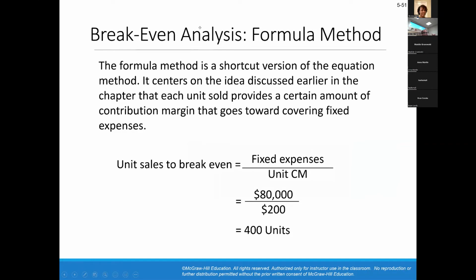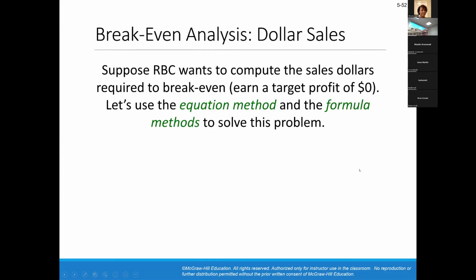All right, so if we want to know the unit sales to break even, then we would just put fixed expenses over unit contribution margin. So this is the same thing we did on that first slide to calculate the units. We did 80,000 in fixed expenses divided by $200 for the contribution margin, and that gives us 400 units. So that's our unit sale to break even. We have to sell that many.